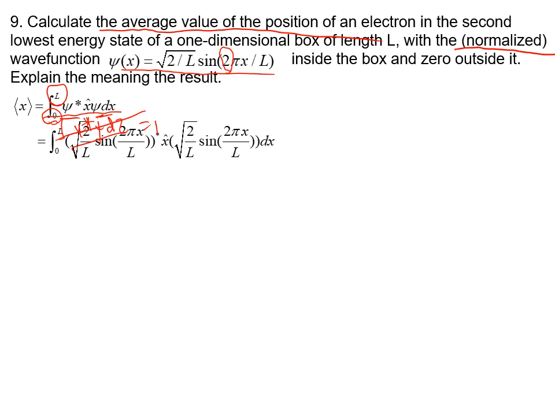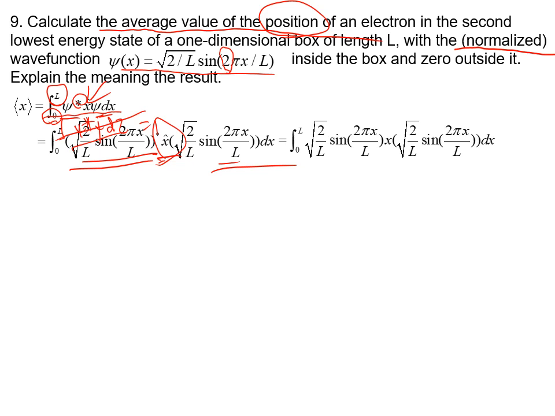Also note that we want to calculate the average value of position, and therefore the operator is a position operator. The position operator is just position itself. Okay, that's the wave function. Because it's a real number, the conjugate is just itself, and the position operator is just position.